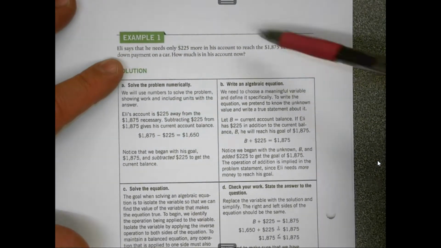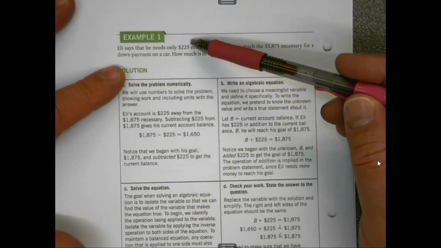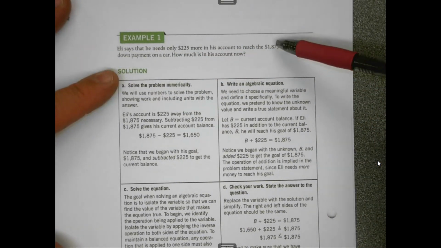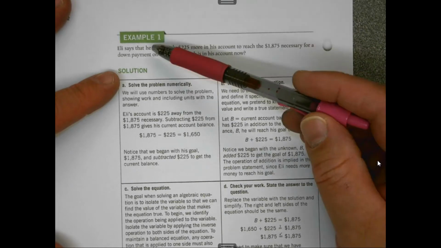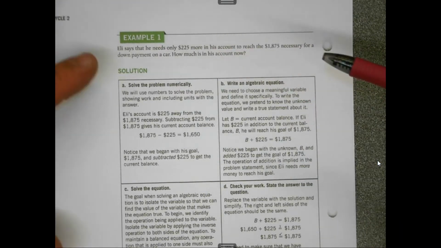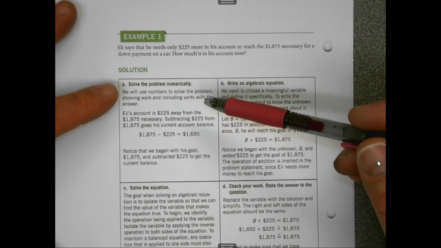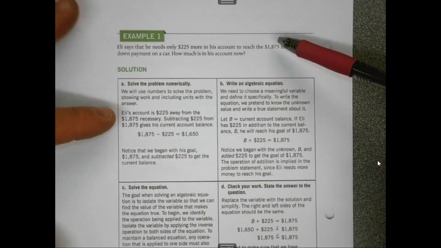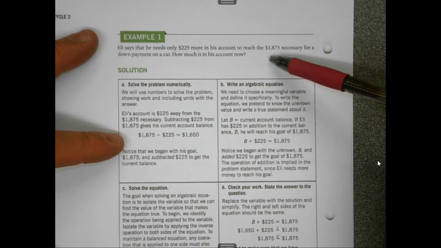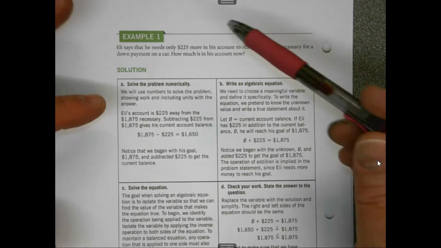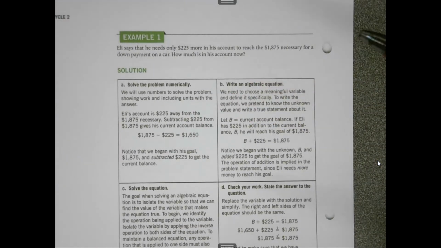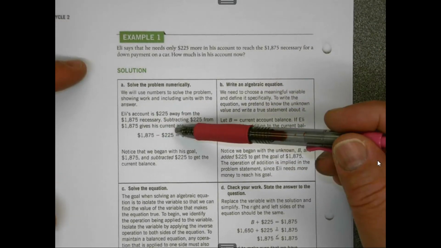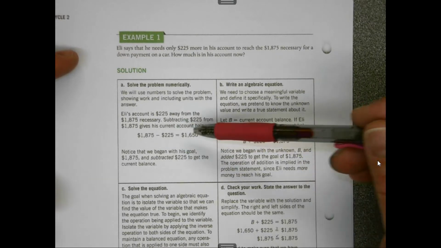Eli says that he needs only $225 more in his account to reach the 1875 necessary for a down payment on a car. And like I said, most of us would do it this way. Hey, he only needs $225 more. He needs a total of 1875. So we would just, in our heads, or maybe in a calculator, take the 1875 and subtract the $225 to figure out what he actually has in his account now.